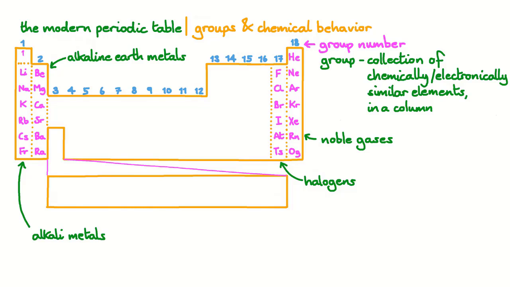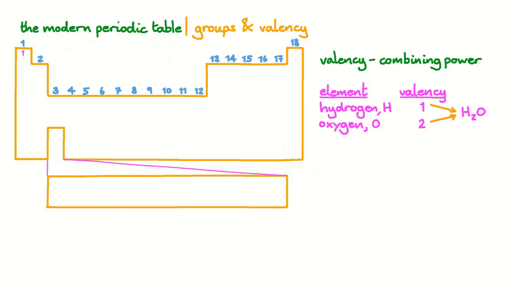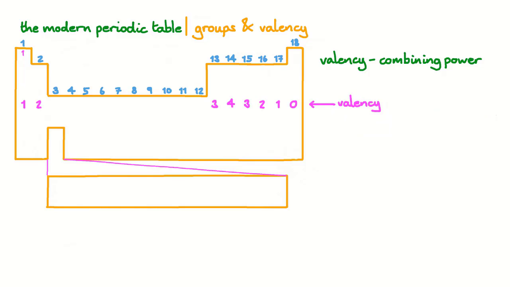Each group has its own distinctive chemical character. For instance, noble gases are unreactive, while alkali metals are highly reactive. The group is useful for predicting the valency of atoms of elements in the first few rows of the periodic table. The early view of valency was the combining power of an element. Atoms of hydrogen have a valency of 1, while atoms of oxygen have a valency of 2. This means when hydrogen and oxygen combine to form water, we need twice as much hydrogen.